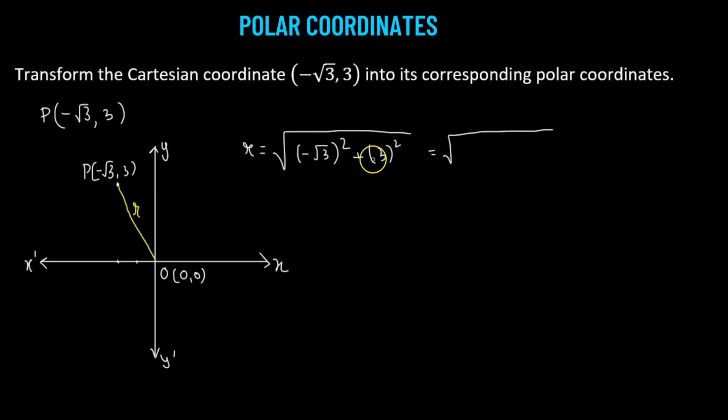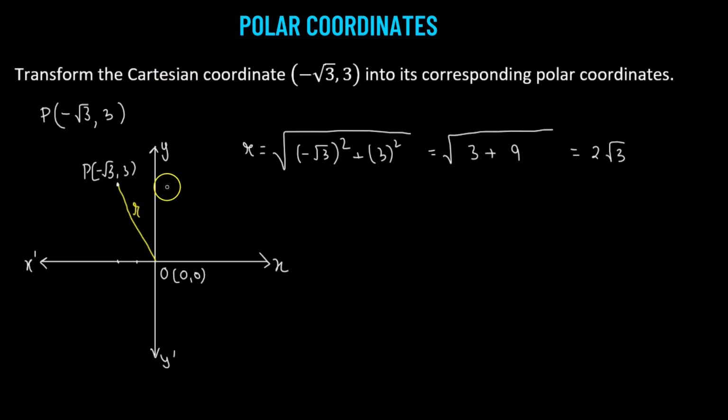So we have the square root of: (−√3) squared is simply 3, plus 3 squared is 9. So we have 9 plus 3, that's 12. The square root of 12 is 2√3. This is our radius. Now we will try to find the angle theta.